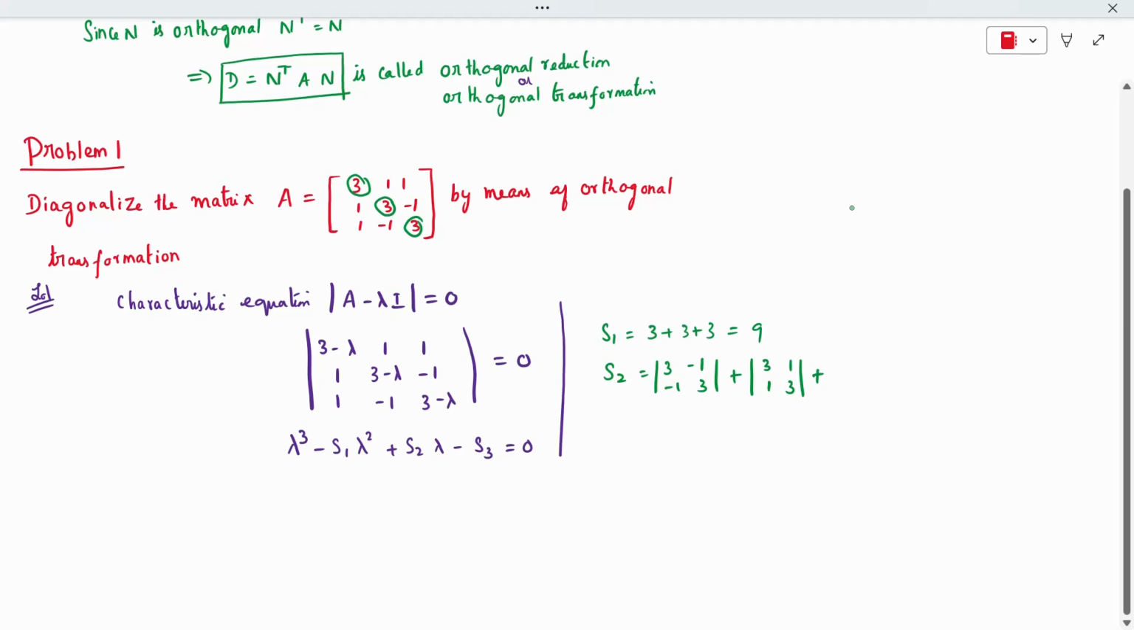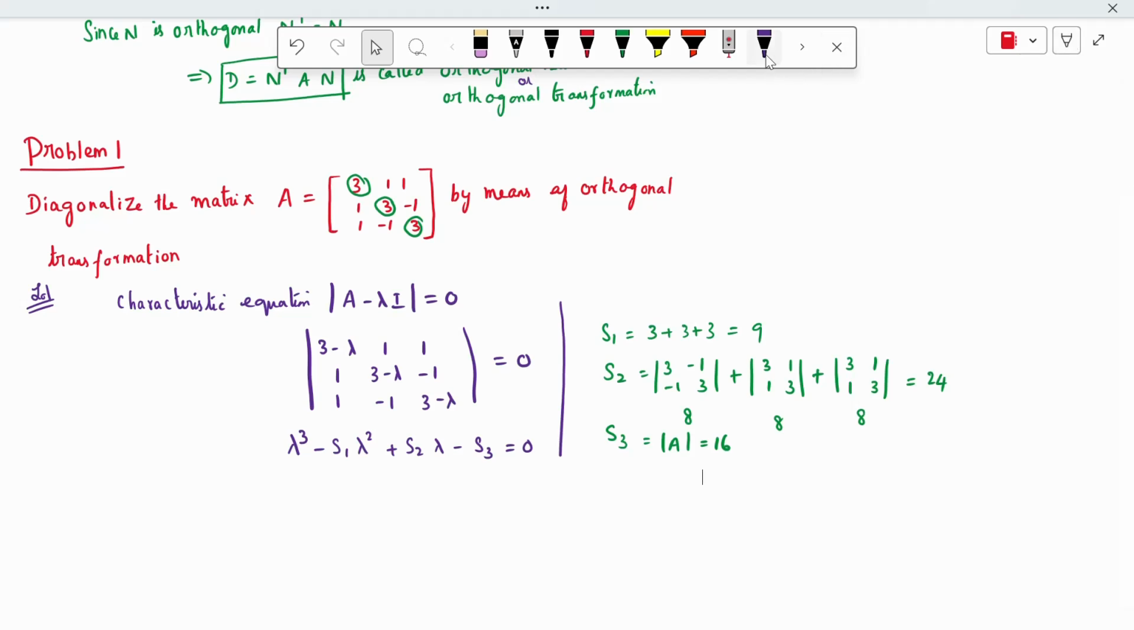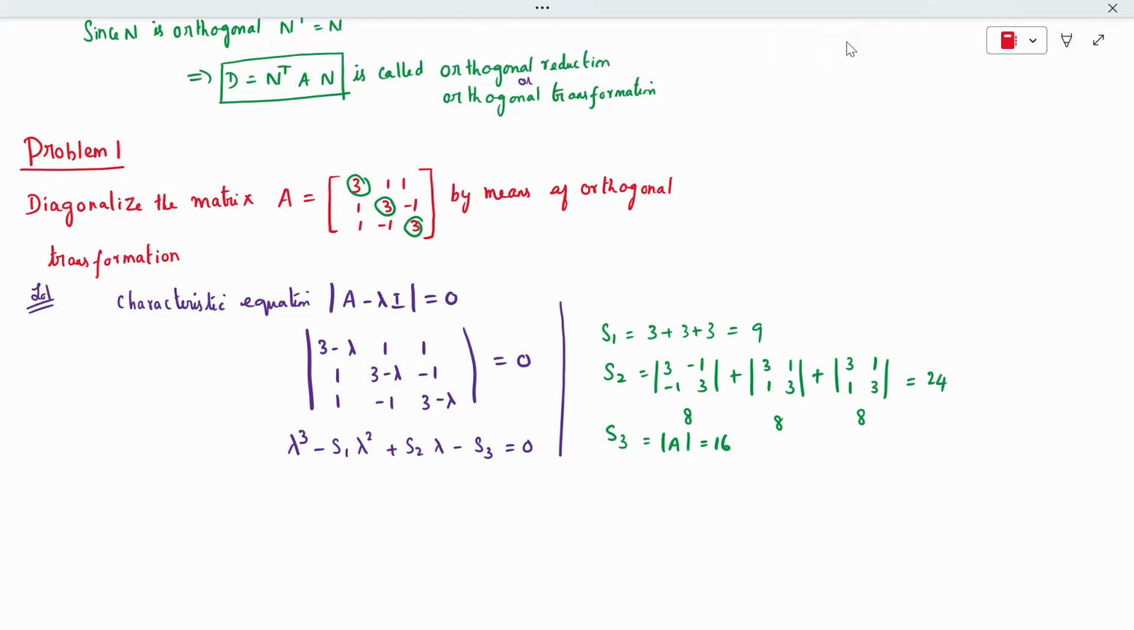Leave its row and column, and write the corresponding elements in determinant format. Now I calculate: 9 minus 1 is 8, 9 minus 1 is 8, 9 minus 1 is 8. It's nothing but 24. S3 you can calculate in a calculator. The determinant of A is 16 when I calculate. Everything we substitute here, so I get lambda cubed minus 9 lambda squared plus 24 lambda minus 16 equal to 0.